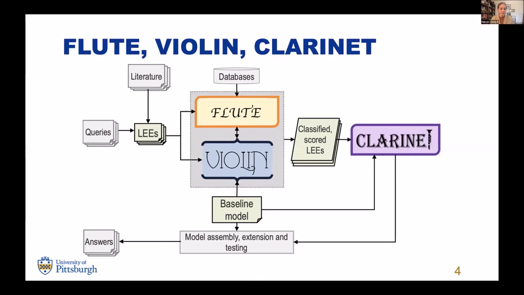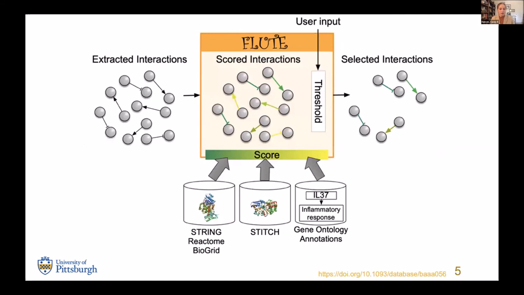The three tools in our lab, flute, violin, and as you've already seen, clarinet, were each built to address one or more parts of the model building process, and together we hope to show that they build a good foundation for automated model extension. So first we have flute, or the filter for understanding true events, and flute addresses the veracity of machine reading output. Flute can take a set of LEEs, and making use of expert curated public information databases can filter out those interactions which are not well documented or are just erroneous due to incorrect extraction.